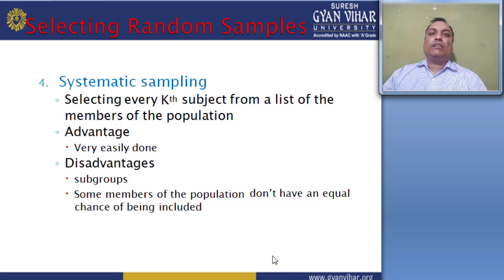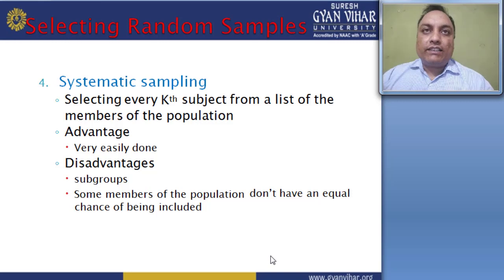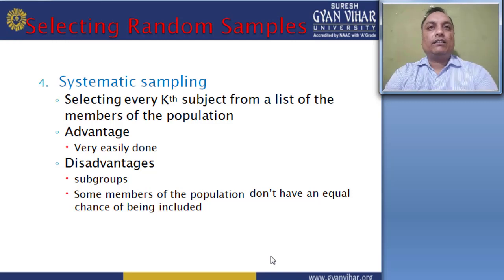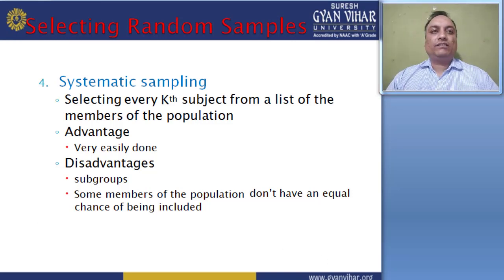The next sampling technique, this is the 4th type of technique, is systematic sampling. Here we look at where this type of sampling is used.